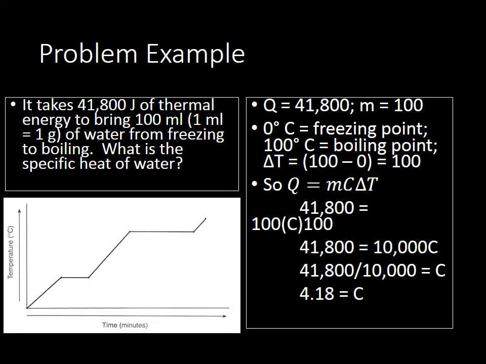When we set all of this equal to each other and multiply it out, we get that the specific heat of water is 4.18. Now, the actual unit for specific heat is joules per gram degree Celsius, and I'll show you how to write that in class on Friday.